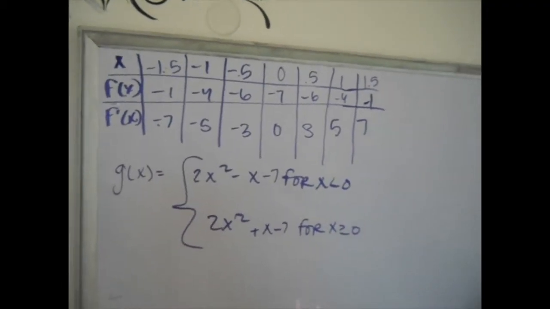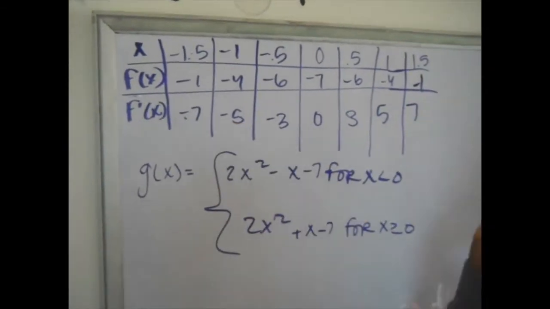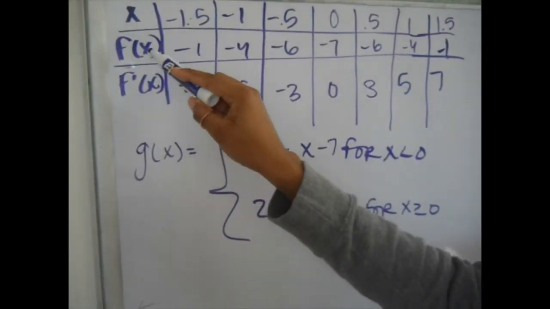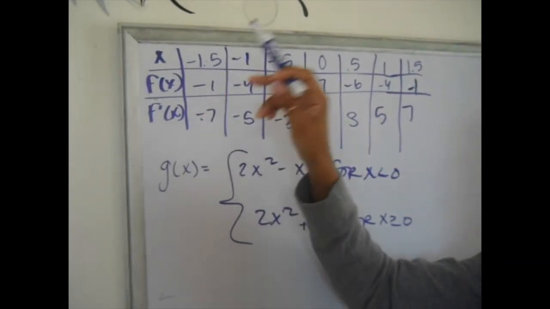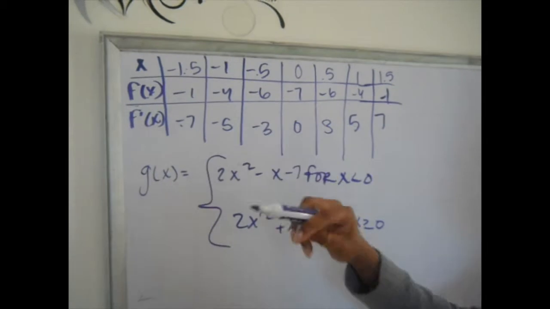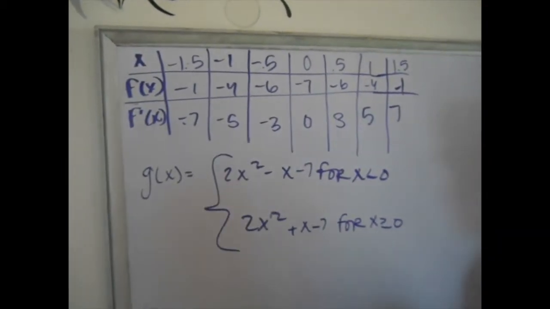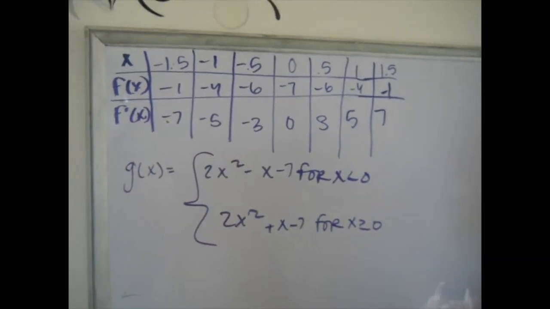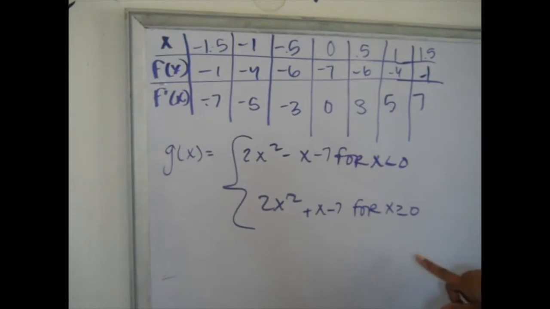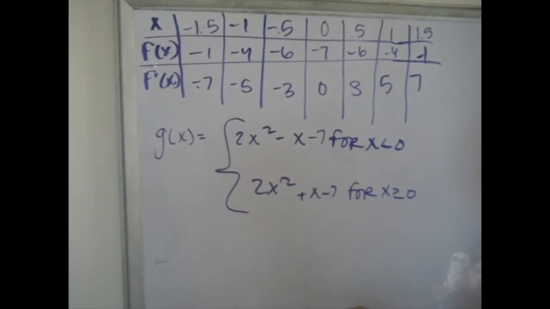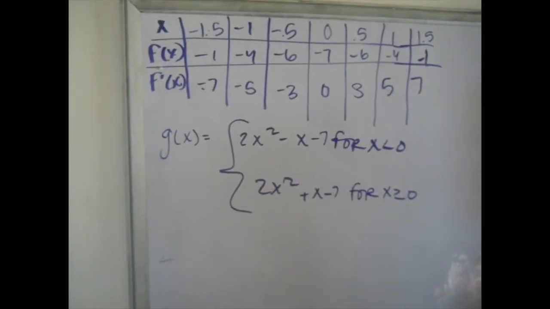Okay, so this is our last free response question of the day, and they gave us a chart that shows the values of f of x and f prime of x when x is negative 1.5, negative 1, negative 0.5, 0, 0.5, 1, and 1.5. Now the question is giving us the function g of x in a piecewise function, and it's asking us if g of x and f of x are the same function.